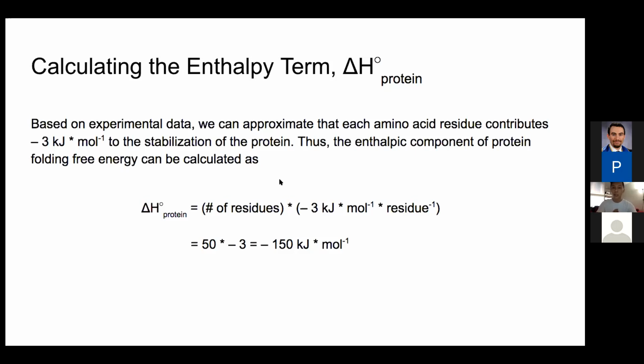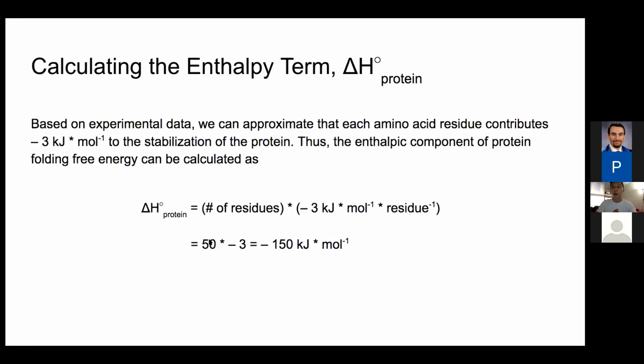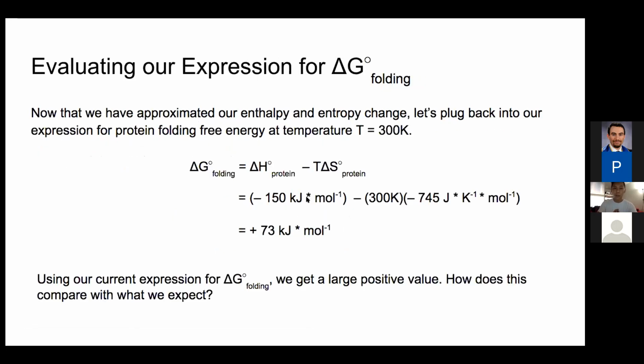So using this, we can easily calculate the enthalpy, right? We have -3 kilojoules per mole per residue, and we have 50 residues. We multiply together. This is the enthalpic contribution to the free energy of protein folding. And now that we have both terms, we can just plug back in. So we have the enthalpic term we just calculated from the approximation of -3 kilojoules per mole stabilization per residue, and the entropic term we got by calculating the number of configurations of the protein, and we get this value.